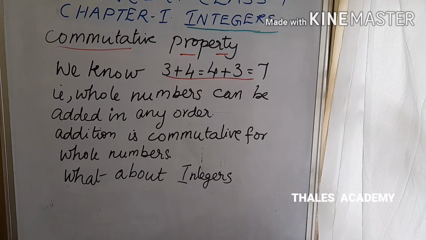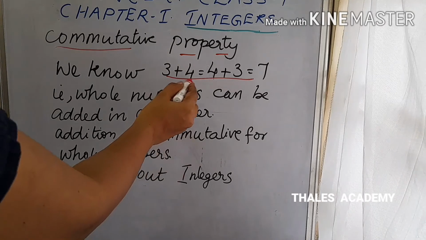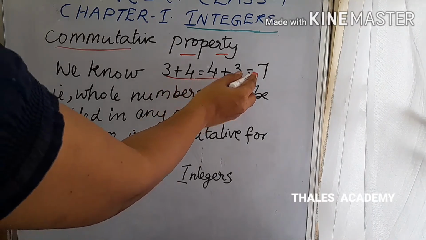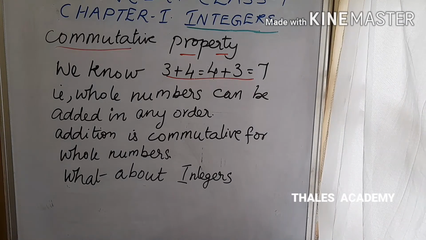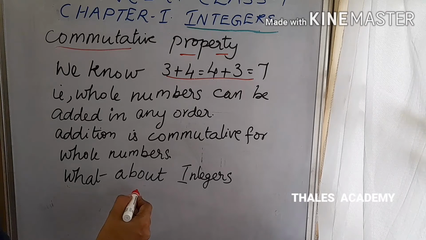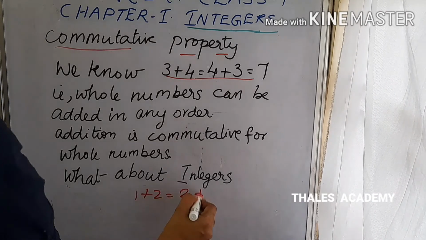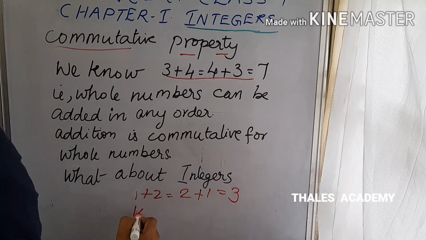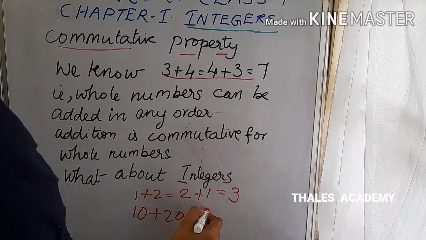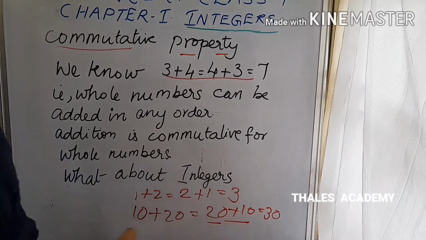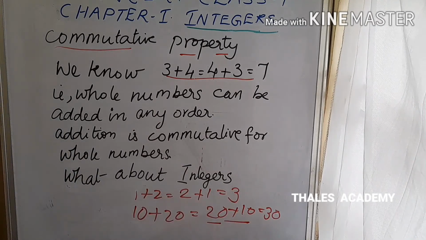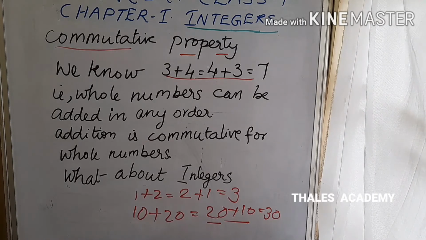Commutative property of addition. We know that 3 plus 4 equal to 4 plus 3 equal to 7. That is, whole numbers can be added in any order. That is, 1 plus 2 equal to 2 plus 1 equal to 3. 10 plus 20 equal to 20 plus 10 equal to 30, in any order. So addition is commutative for whole numbers.